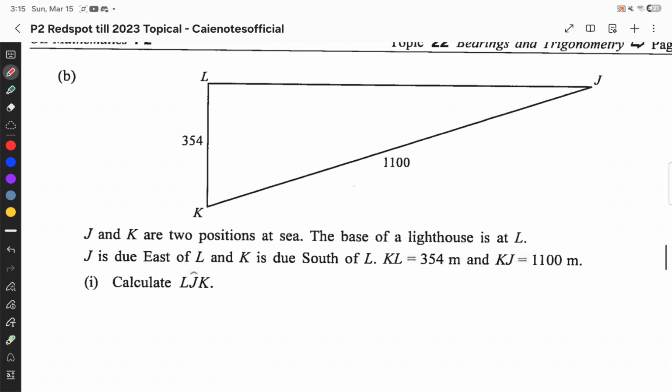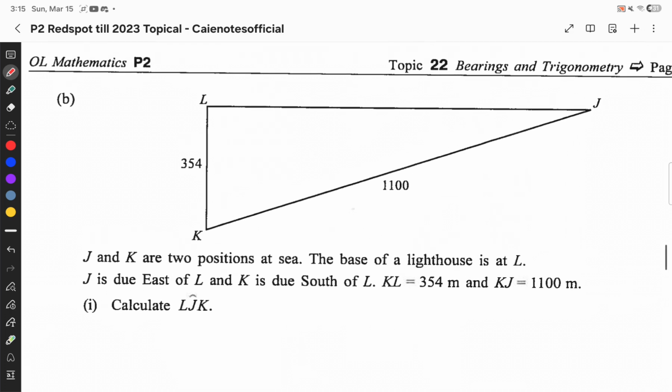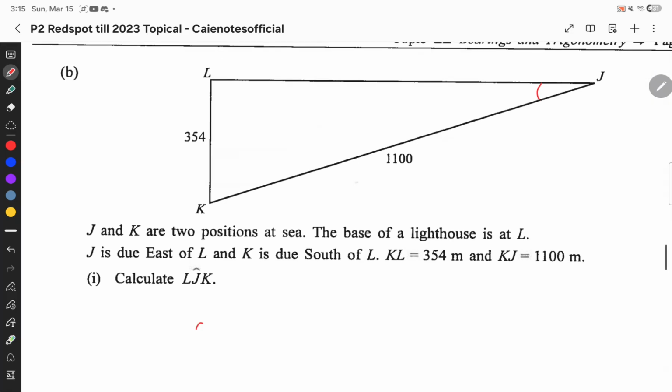Okay, calculate LJK. So first we mark the angle LJK. So calculate this angle. You can calculate this using cosine. Cosine of theta is equal to opposite over opposite over, this is sine, sorry.